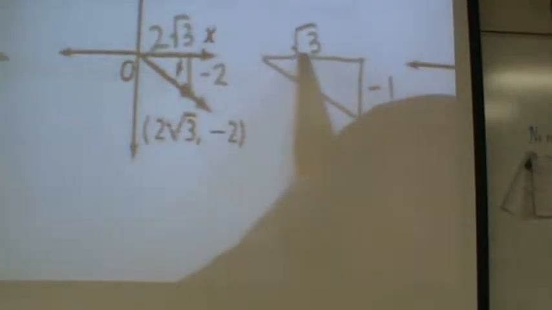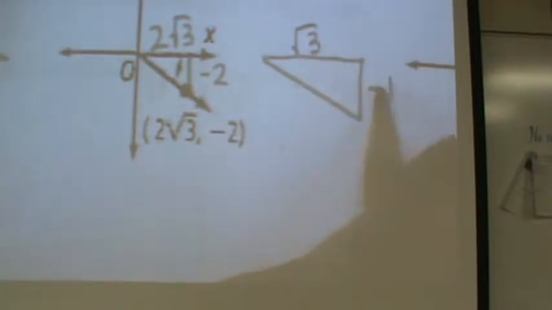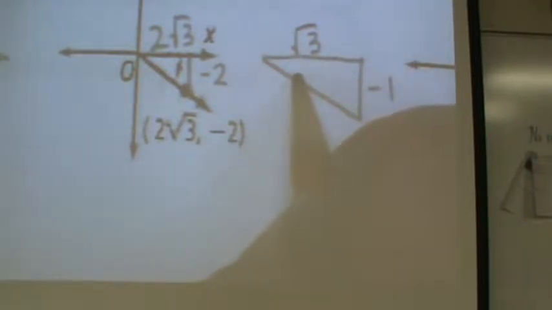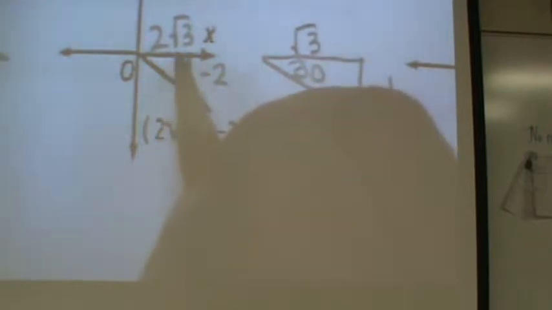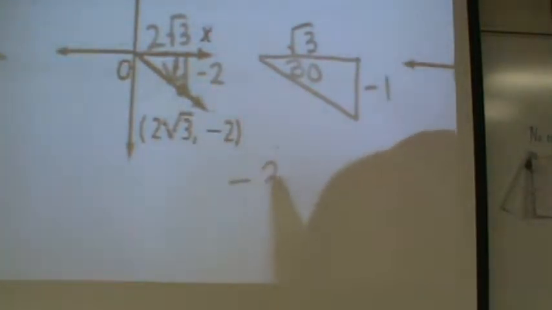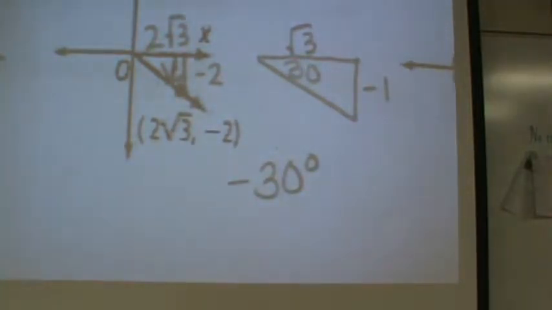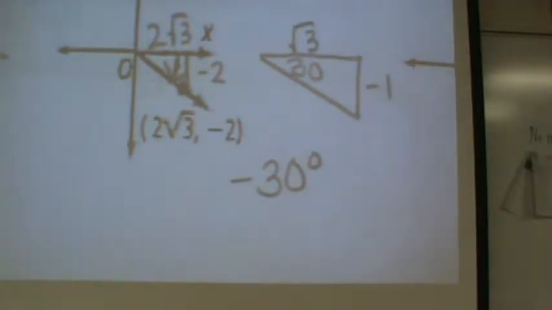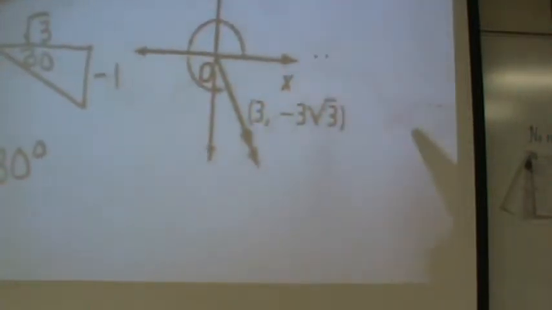So what angle is this from here to here? Here's the 1. Is it a 30 or a 60? 30. So this arrow is going like that. Sorry, it's hard to read. So it's negative 30 degrees. Thumbs up? Okay, next one.